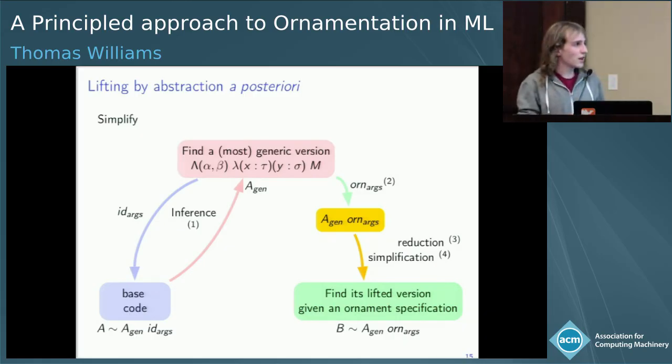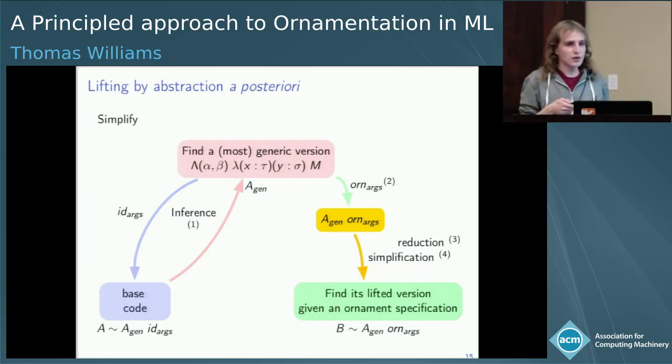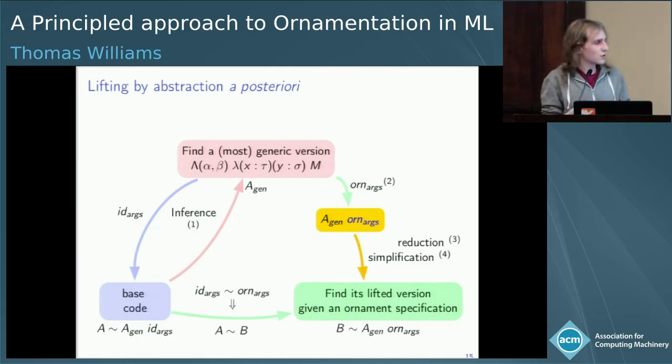Now, how do we find a relation between the base code and the generic code? We just need to prove that the arguments are related, and then the results are related. And if we give the right relation here that will correspond to the ornament, we will know that this is the relation, the covariance relation we want.